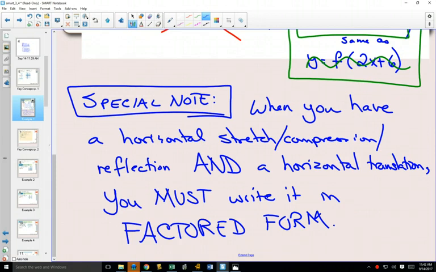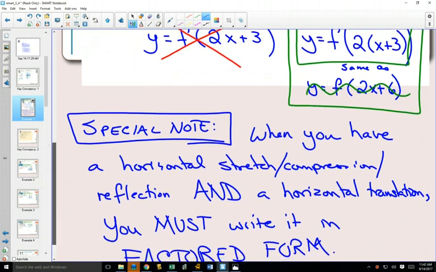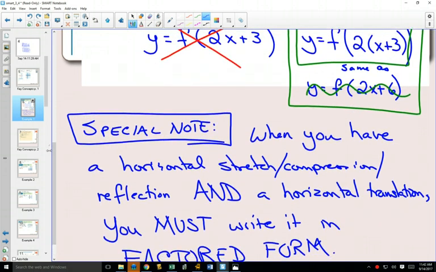So that's what we have in that green box. That the 2 is factored out of that x plus 3. That's what I mean by factored form. When it's written that way, then we know it's 3 to the left and a horizontal compression by a factor of 1/2. So that's why this time I did both examples. I did the one off to the side and I did this one. The questions you can do right now to start are 4, 5, and 6.